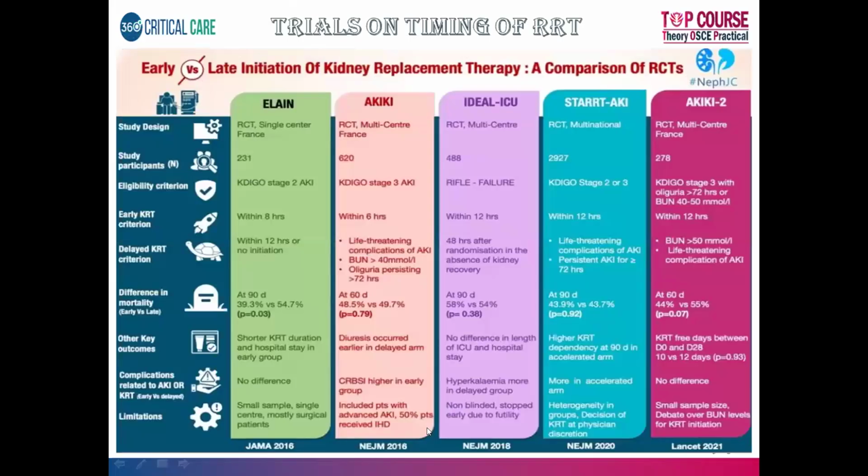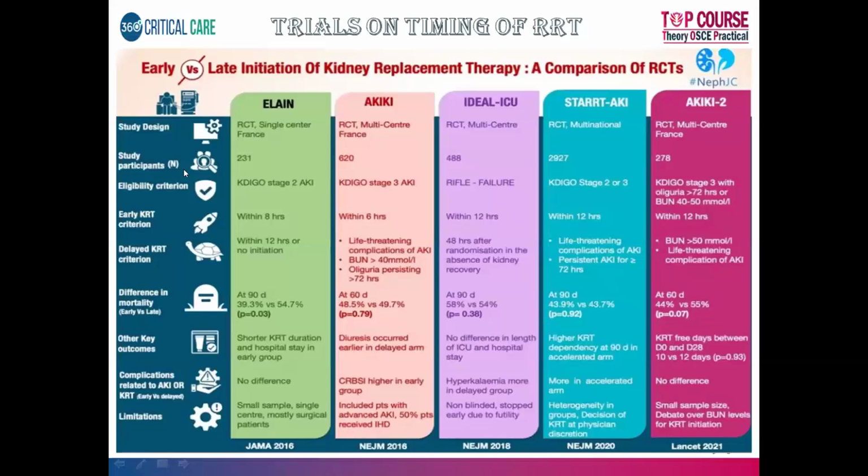Now, these are trials on the timing of RRT. There is no specificity; it applies to CRRT, IHD, or SLED. So these five trials are very important, and they can be applied to all three. You have the Ideal-ICU, STARRT-AKI, AKIKI, and the recent one is AKIKI 2. Initially they said early dialysis has a better outcome, but as the years proceed, in recent years they are saying it is better to start dialysis later than early.